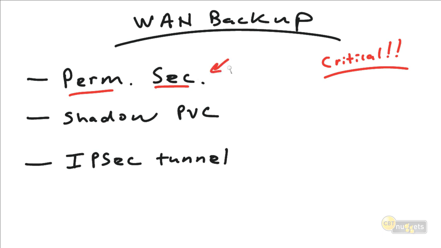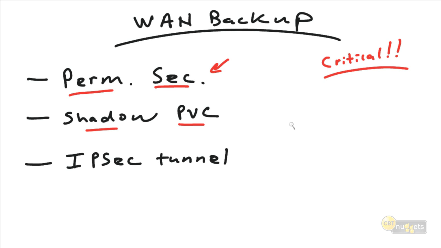That's right. It is up. It's established. It's sitting there doing nothing unless it needs to do something. And I mean, that obviously is going to give you an amazing solution in terms of high availability. A less expensive option is to do what's called a shadow PVC.